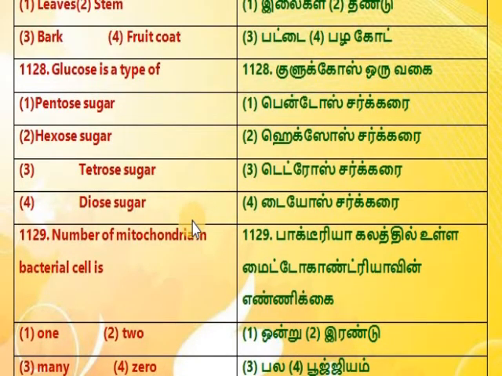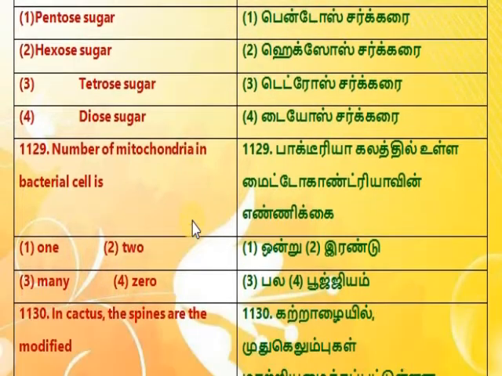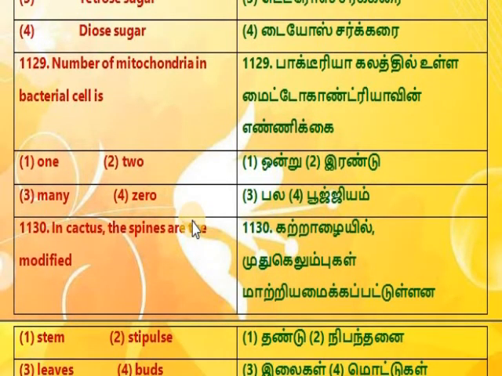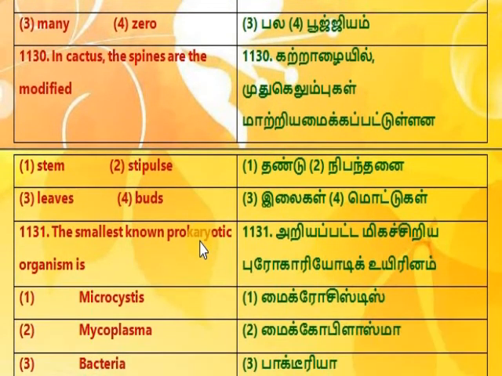1128 Glucose is a type of 1. Pentose sugar. 2. Hexose sugar. 3. Tetrose sugar. 4. Diose sugar. 1129 Number of mitochondria in bacterial cell is 1. 2. 2. 3. Many. 4. 0. 1130 In cactus, the spines are the modified 1. Stem. 2. Stipules. 3. Leaves. 4. Buds.